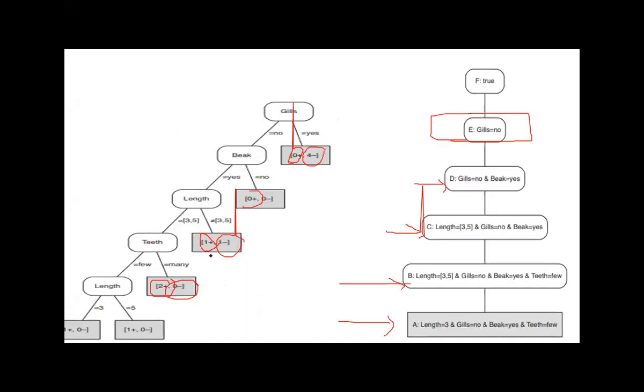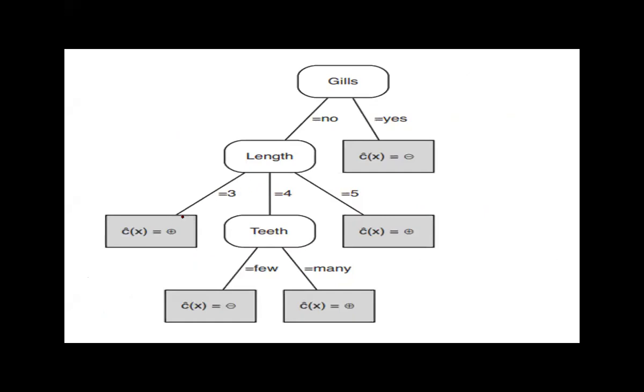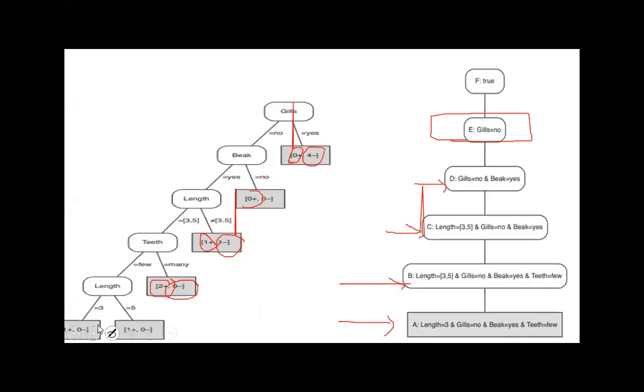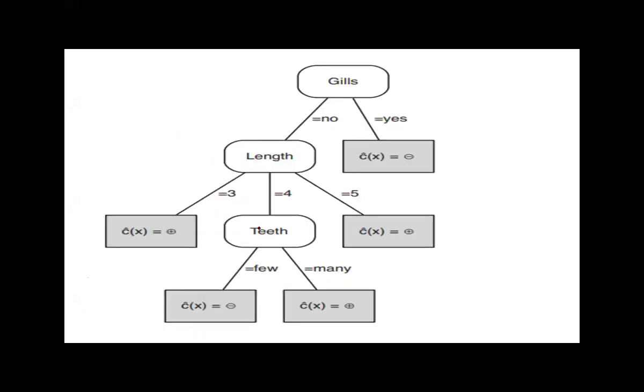Length 3 or 4. If it is length 3, we can definitely say it is a positive case, because teeth few or many, it is positive. Similarly, if length is 4 and teeth is few, it is negative. You can see that also.